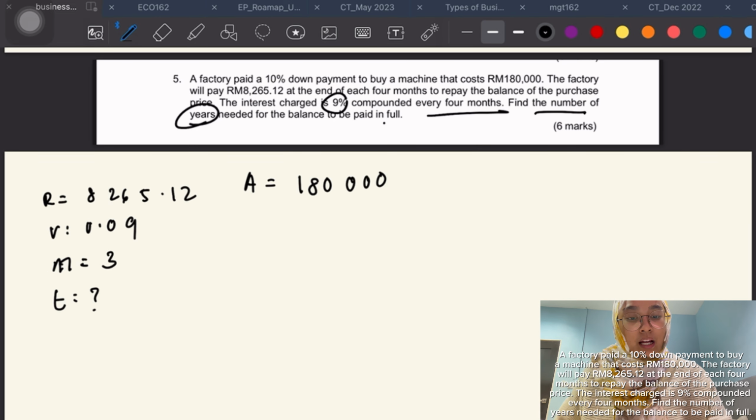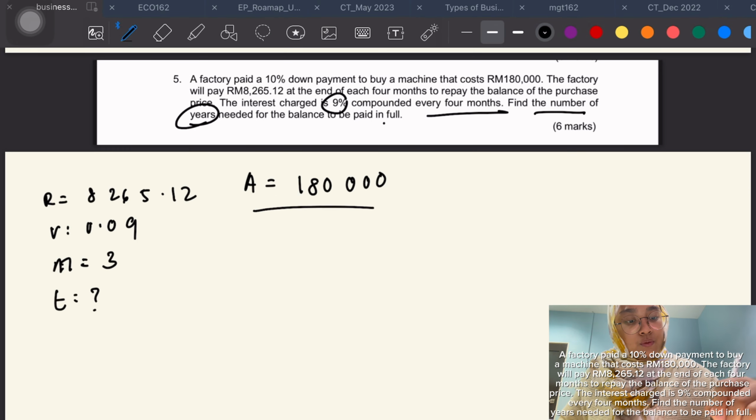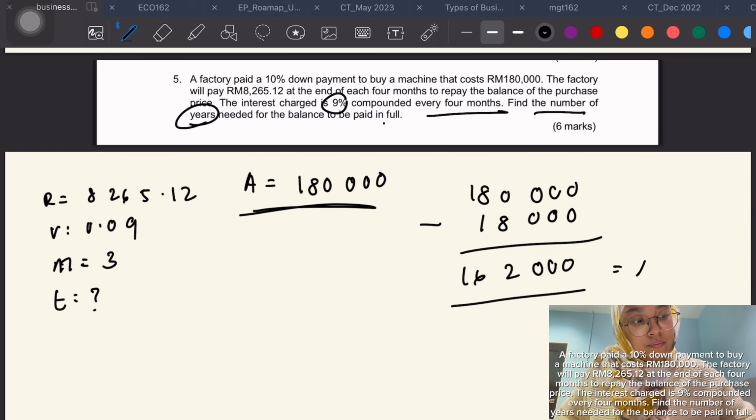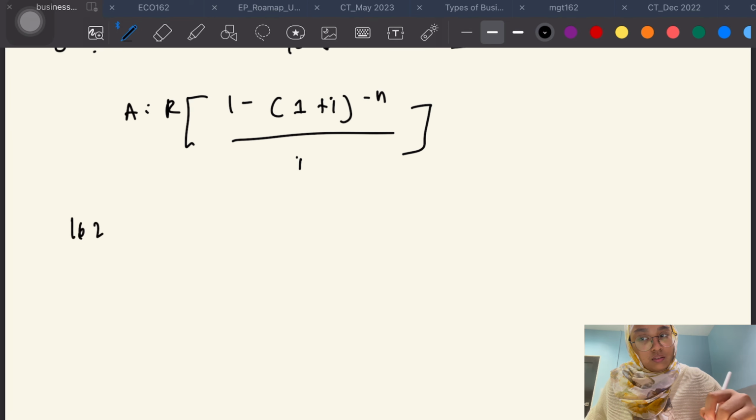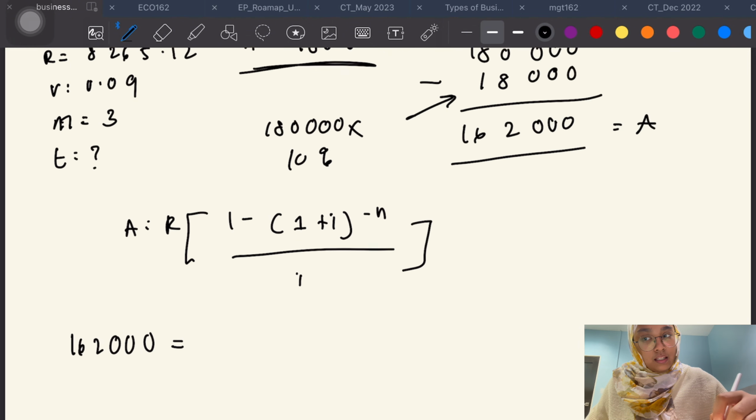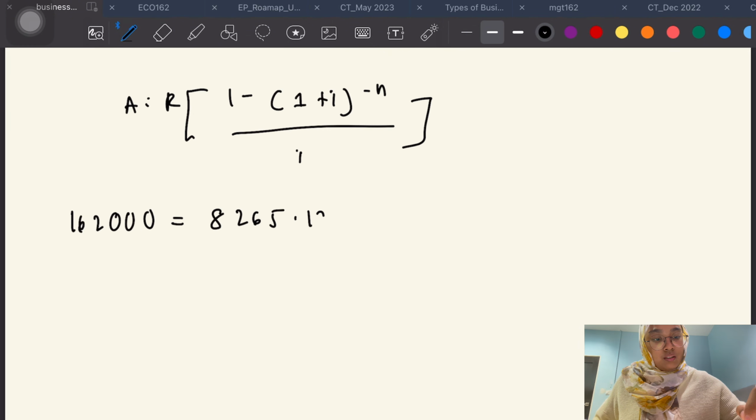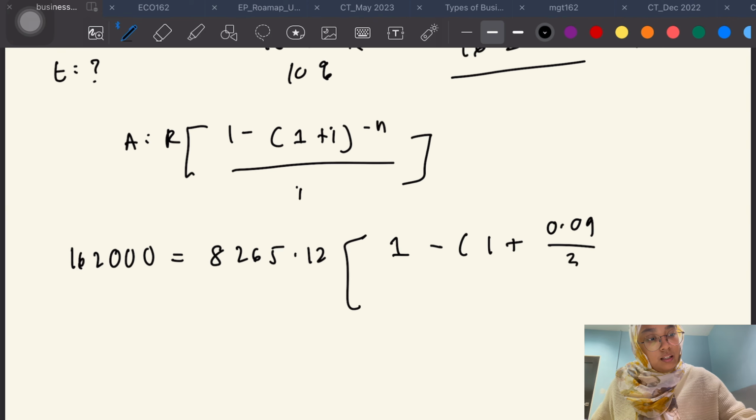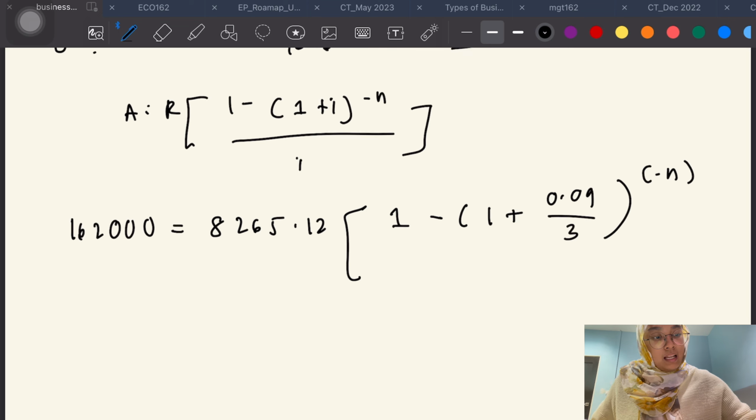As for number 5, what do they want? They want the number of years needed for the balance to be paid in full. This one, we have to minus it with 1,000, and then you will get the new A. 162 equals R is 8265.12, 1 minus 1 plus 0.09 over 3, and negative n, because we don't know the time.